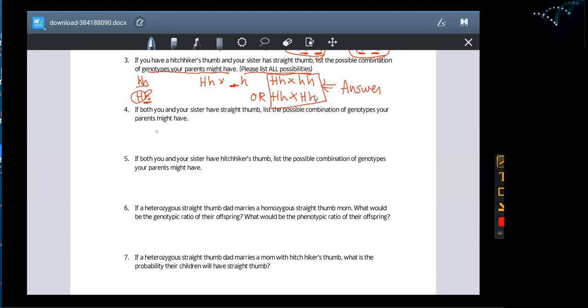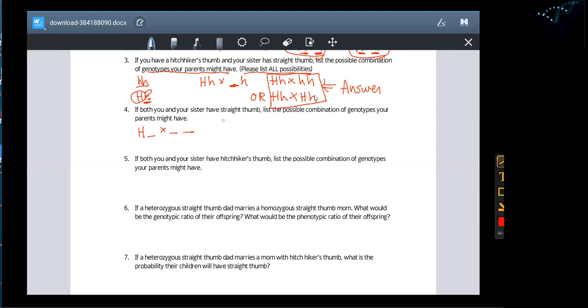So did you get this correct? It says both you and your sister have straight thumb. What does that mean? That means I can be big H or little h, and she can be big H, little h, which means between my parents, we just need one big H. That's it. I just need a big H to produce me, and I just need one big H to produce my sister, because as long as one parent has a big H, then we can produce offspring that have straight thumb. So I can fill those with whatever I want.